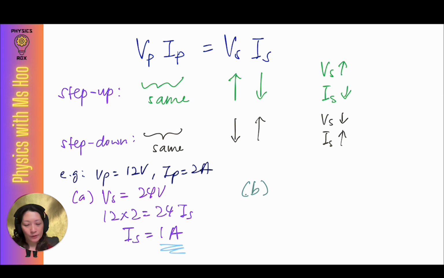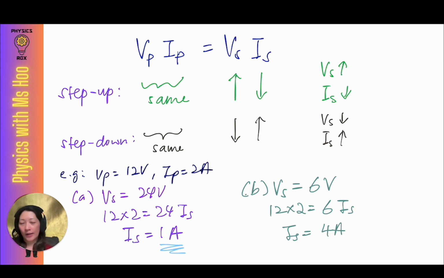Whereas if we were to decrease the secondary voltage, let's say we drop this down to 6 volts, this would give us 12 times 2 equals 6 times Is. And when you calculate it, you're going to get Is as 4 ampere. So you can see how a decrease in the secondary voltage has caused an increase in the secondary current.